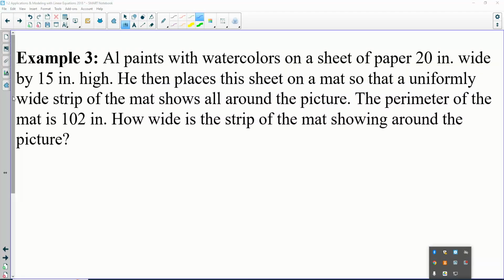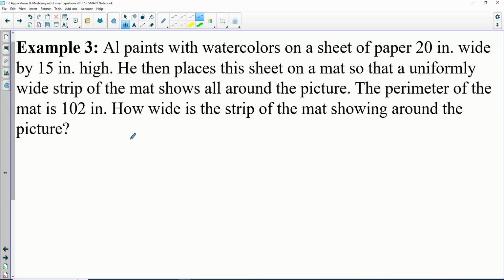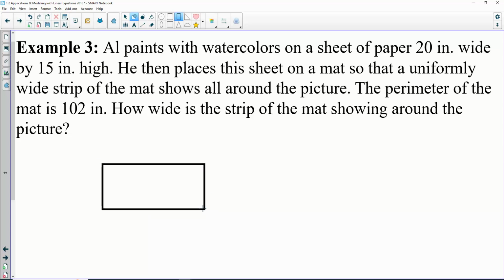So Al paints with watercolors on a sheet of paper 20 inches wide by 15 inches high. So what did everybody stop and do right there? Draw a rectangle, yeah. 20 by 15. Does it matter the orientation? No, it's just our picture. It doesn't have to be perfect. So our sides are 15 and 20. If you have it rotated the other way, it doesn't matter a bit.